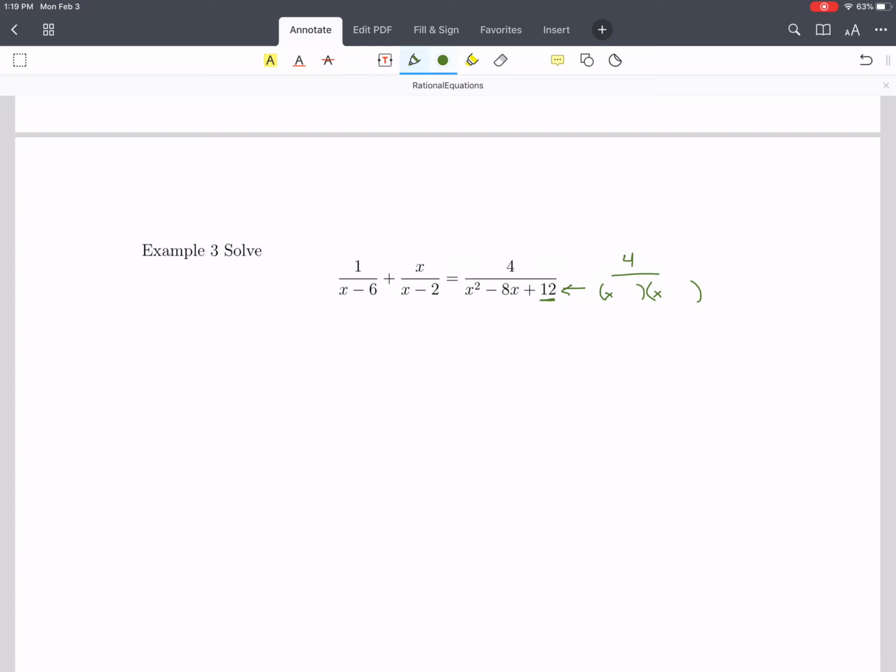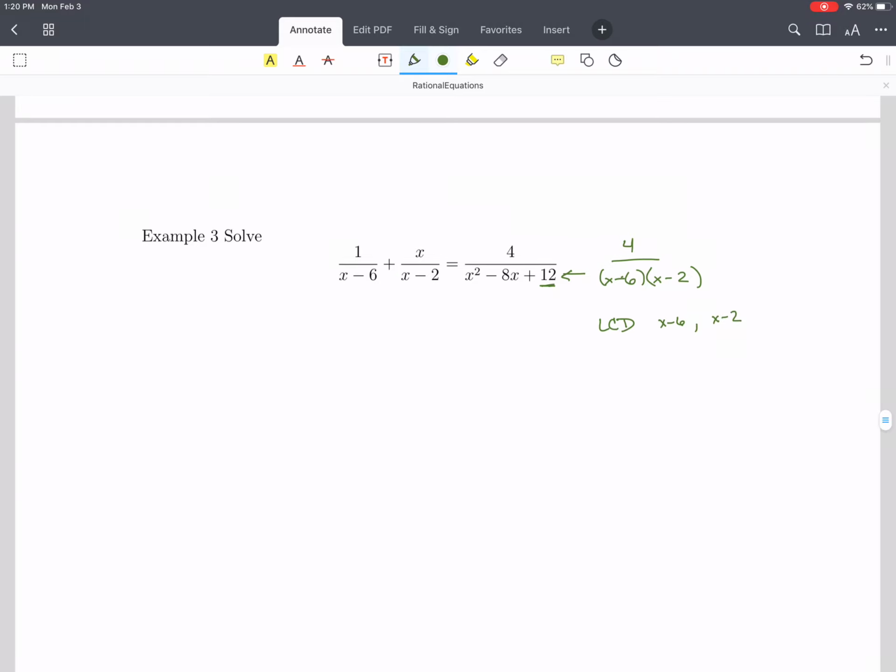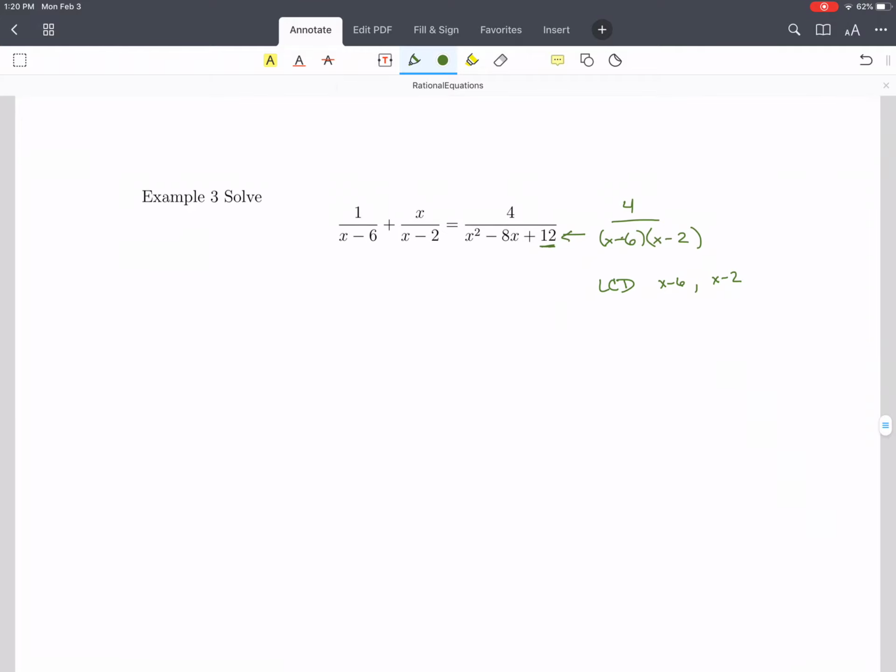And I can factor 12 into 6 and 2, and then minus 6 and minus 2 will actually add to negative 8. So it turns out, hidden in this, my LCD was just x minus 6 times x minus 2. And I don't need any more than that. Which is good news because we want to avoid higher powers of x if we can help it. We know how to solve a quadratic equation, but a cubic can give us some trouble.